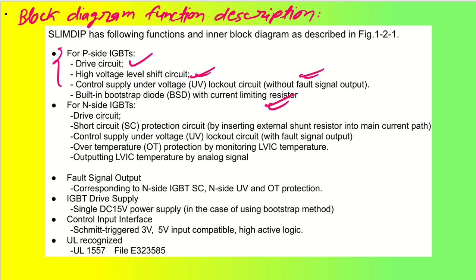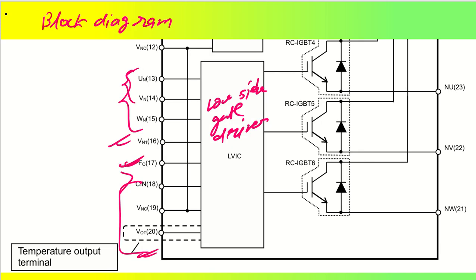Coming back to the N side of IGBTs, it has a driver circuit and short circuit protection as well, by inserting an external shunt resistor into the main current supply. Okay, so that's where we put the shunt resistor. Coming back to this control power supply, it actually has under voltage lockout with a fault output signal as well. Just now we saw in the diagram, you can observe here we have the fault output signal also.